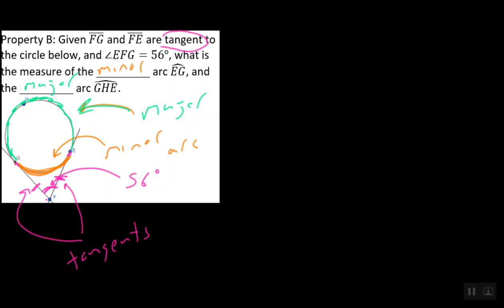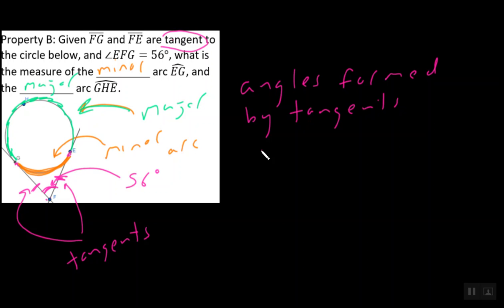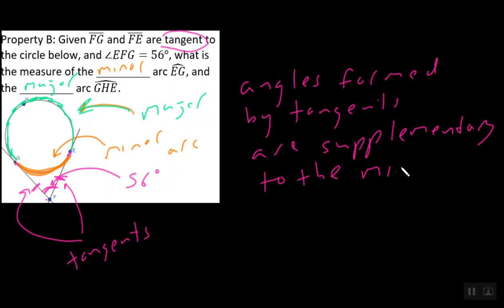Okay, now, what's the rule? Here's going to be our rule. Angles formed by tangents are supplementary to the minor arc. Alright guys, I would write that rule down if I were you. Angles formed by tangents are supplementary to the minor arc.